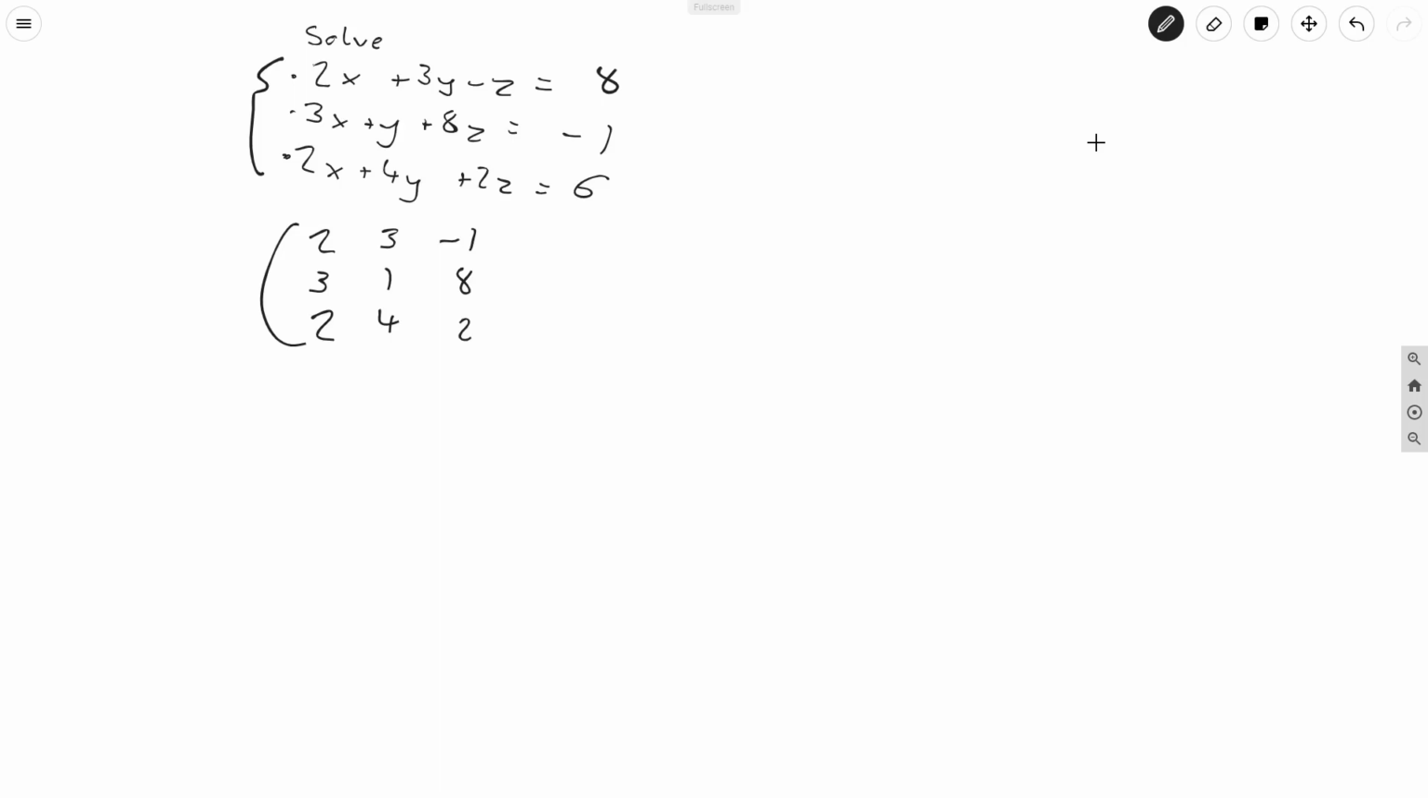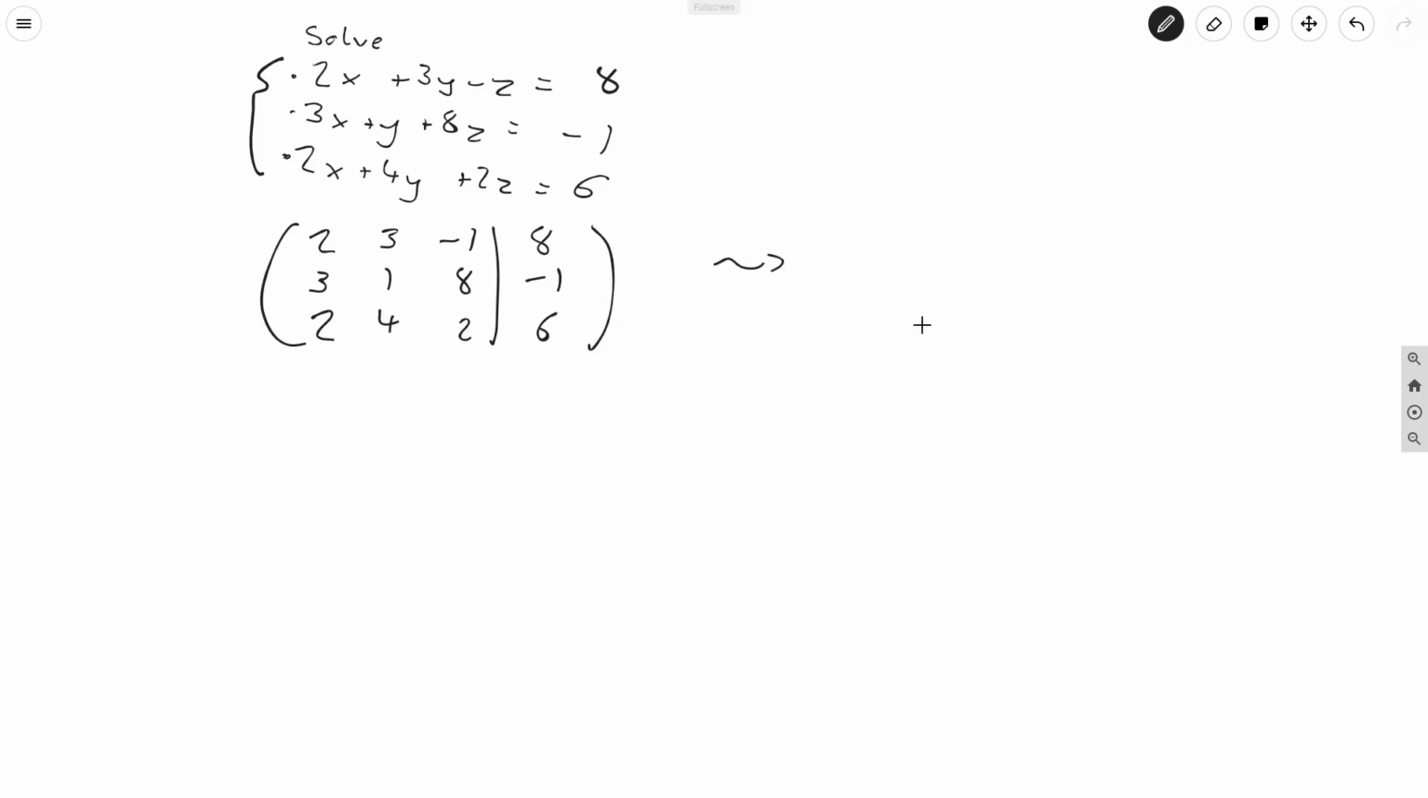Now, if we put in a bracket here, this would be a matrix. But to make this an augmented matrix equation, what we do is we draw a short straight line here and write down the constants on the other side, so the things that this is equal to. So this is equal to 8, minus 1, and 6. And this is what we'd call the augmented matrix form, or the augmented matrix equation, perhaps, of this system of linear equations.